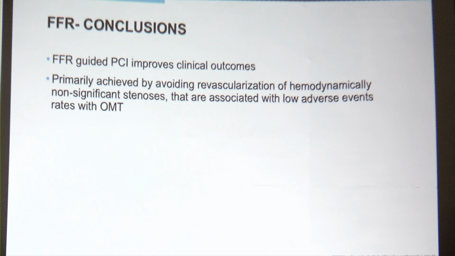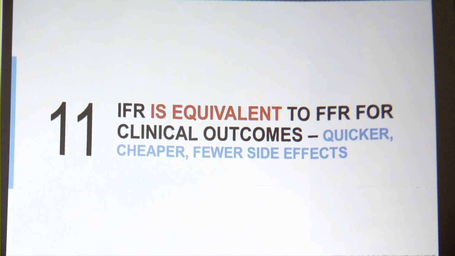So in conclusion, FFR-guided PCI improves clinical outcomes. We talked about that, FAME 1, FAME 2, FAME 3 trials. But this is primarily achieved by reducing unnecessary PCI. Angiographically, we have the oculostenotic reflex, and we need to try to get away from that if we can.